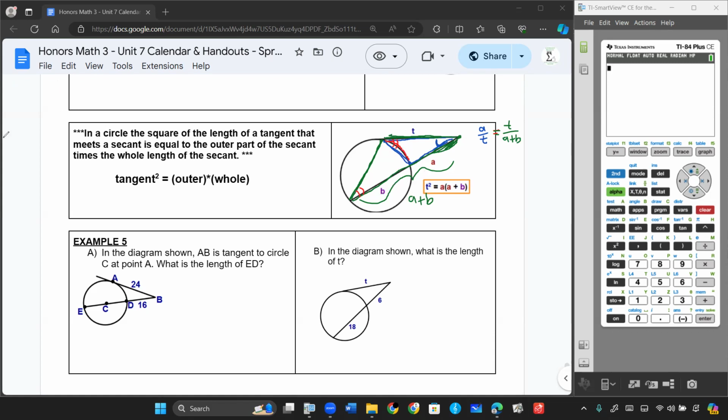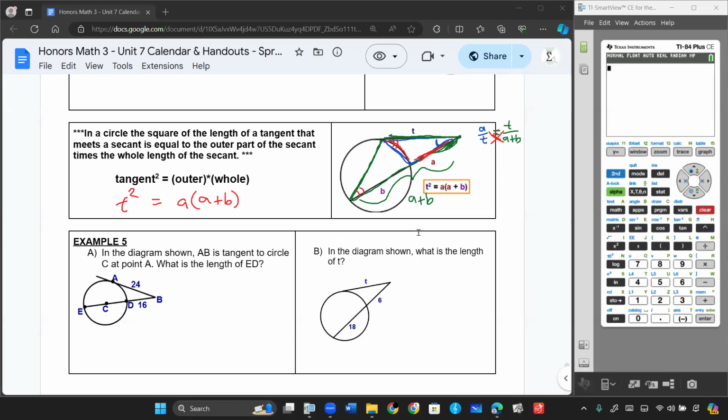And if you can't see it, it's okay, but understand that you're going to cross multiply those. So if I do that, I get T times T. Oh, guess what? That's T squared. And then I have A times A plus B. Well, the outer part is the A, and the whole thing is what those add to. So that's your formula in a nutshell. So let's operate with it.